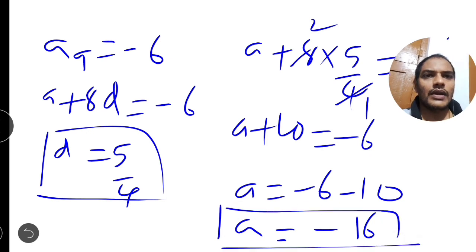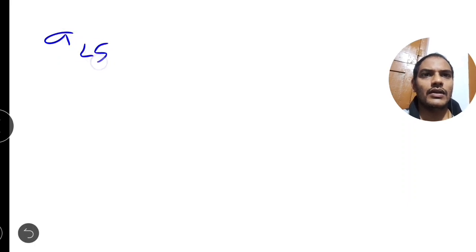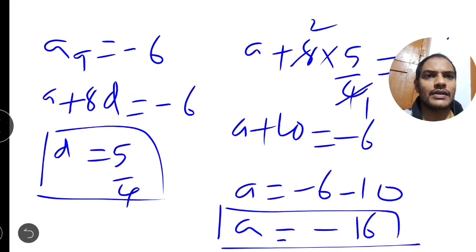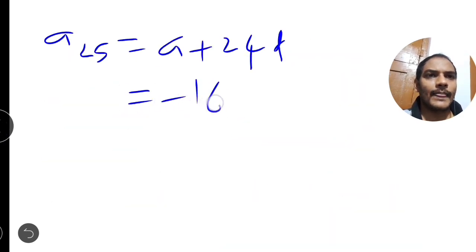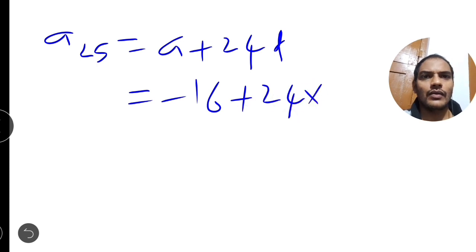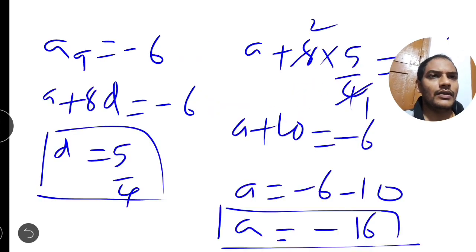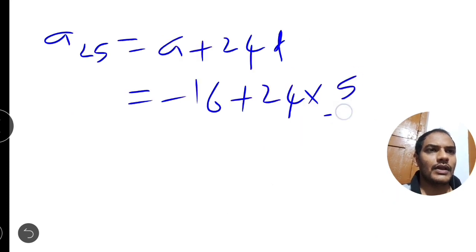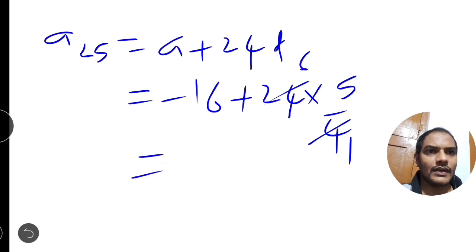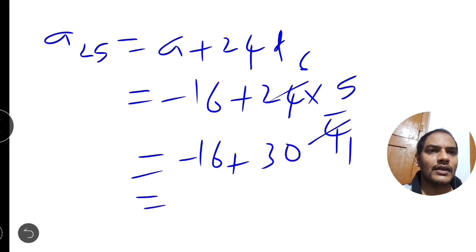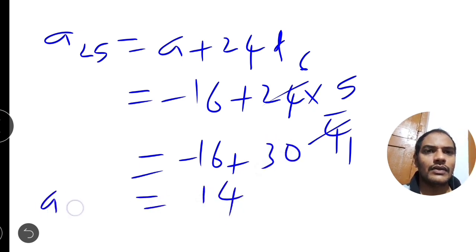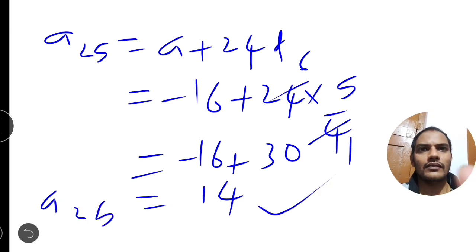Now we want to find the 25th term. A25 equals A plus 24D. The A value is minus 16 plus 24 into D value 5 by 4. 4 sixes are 24, so it is equal to minus 16 plus 5 sixes are 30. So 14. The 25th term is 14.